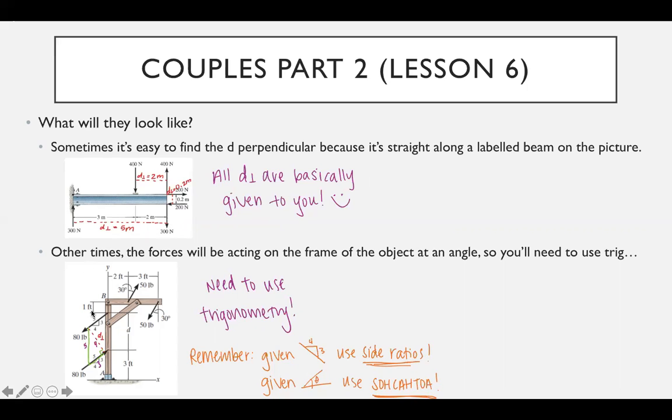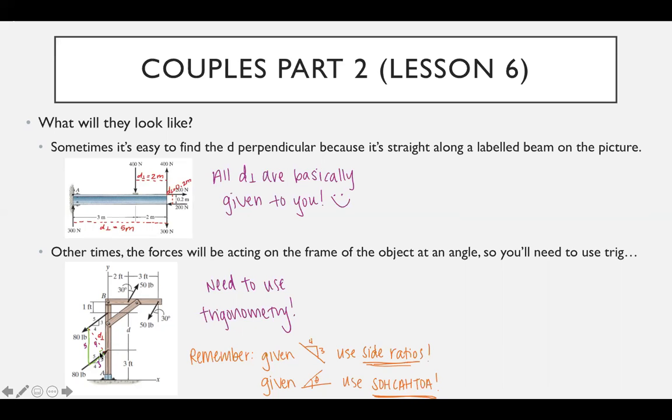Other times, it's going to be a little trickier to find that distance because you're going to need the trig relationships or the angle relationships. So just remember that when you're finding that, you're essentially just finding the horizontal and vertical components of each of the forces and finding the difference between the two.